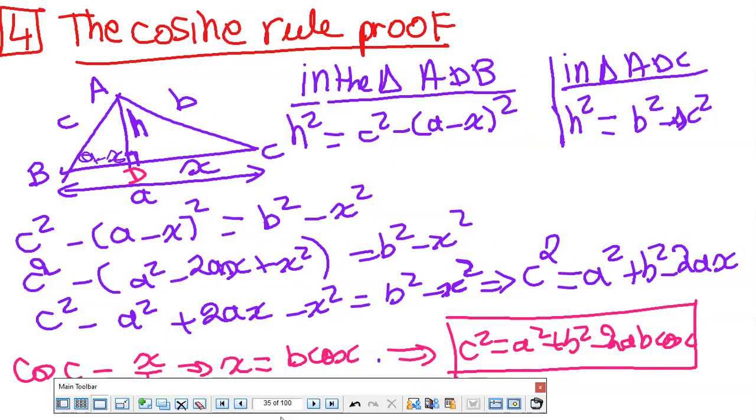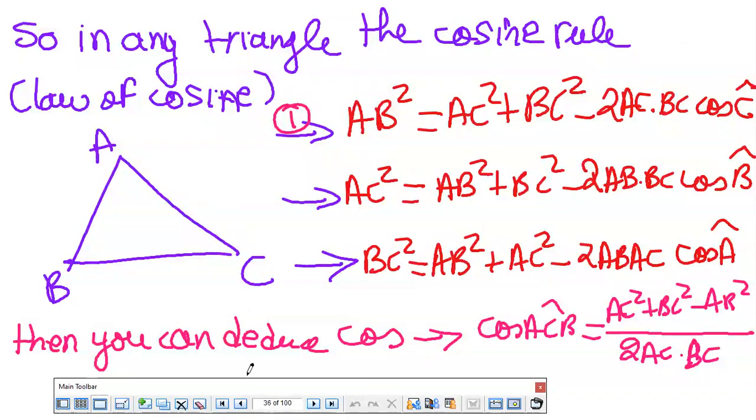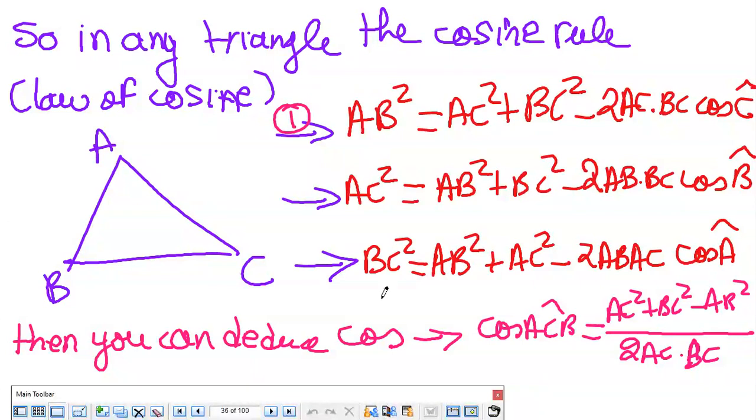So every time I need to write the cosine rule, I can write it in 3 ways. If I start, for example, with this side here, AB squared is equal to AC squared plus BC squared minus 2 AC times BC cosine of the angle in between, C. If I start with AC squared, I'm going to use the cosine of B: AB squared plus BC squared minus 2 AB BC cosine B. And if I start with BC squared, it's AB squared plus AC squared minus 2 AB AC cosine of the angle between AB and AC, which is A. And then we can also deduce the cosines, so you can solve to find cosine C, cosine B, and cosine A.